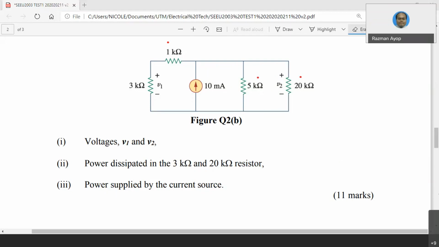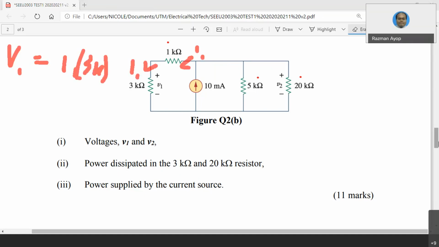How to do this? So basically, you want to find V1, right? How to calculate V1? I will show you how to reverse the step. Using Ohm's law, V equals IR. So you need to know the current here. Assume this is I1. So you need I1 through the 3K. So how to get I1?